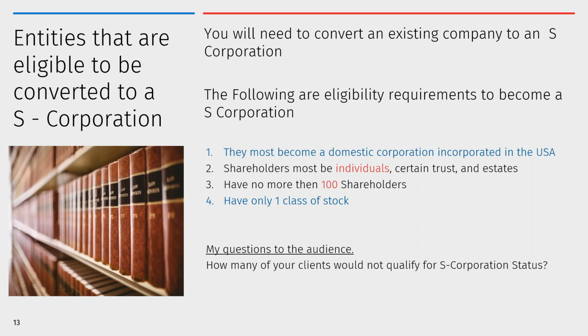And before we get into the steps that must be taken in order to get them set up as an S Corp, let's look at the eligibility requirements, because there are some requirements that must be followed in order for them to be eligible to be an S corp. You can see I have a few different items on the screen here. Let me read through these bullet points. The first item is they must be a domestic corporation incorporated in the United States of America. Second item, shareholders must be individuals.